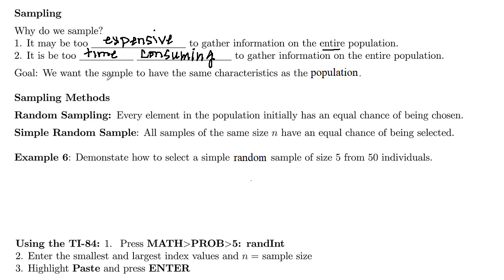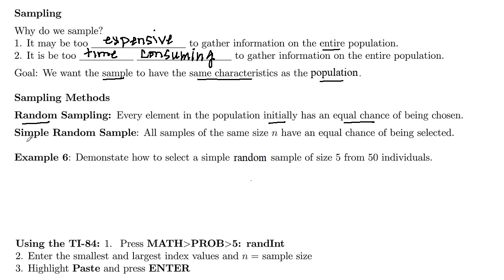And our goal here is that we want our sample to have the same characteristics as the population. When it does have the same characteristics, we call it representative. So we want representative samples. Now, most of the time to get a representative sample, we'll use some type of randomness in our sampling method. So random sampling is when every element in the population initially has an equal chance of being chosen.